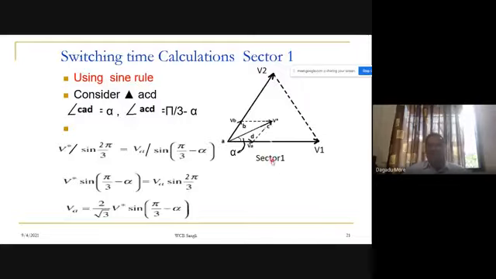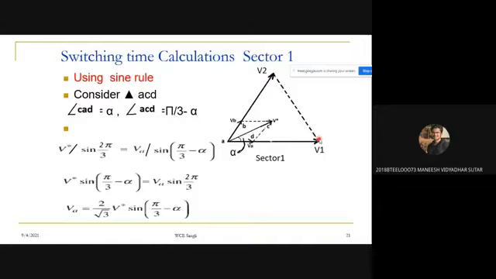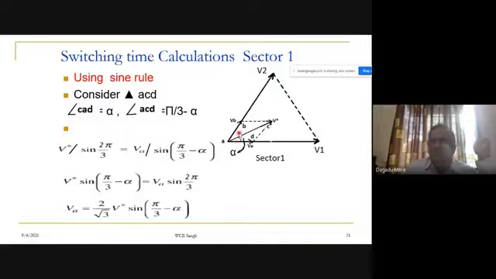This is our space vector, the magnitude of the space vector we want, and this is V1. What is the magnitude of V1? The magnitude of V1 is equal to VDC. V2 is also VDC. This angle is 60 degrees, so this is an equilateral triangle. And this space vector V star makes an angle alpha with V1.